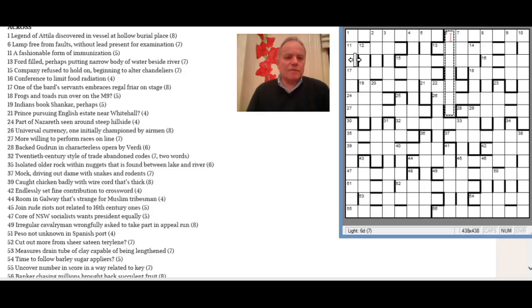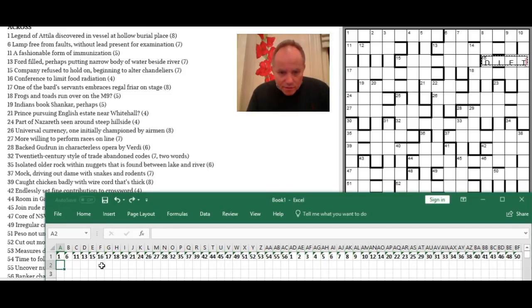Conference to limit food radiation. It looks like an extra word. Diet is a conference, and diet is to limit food. Ah, to limit food ration. Perhaps. So that would give us diet at 16, and either ADI or DIA as the extra letters at 16 across.